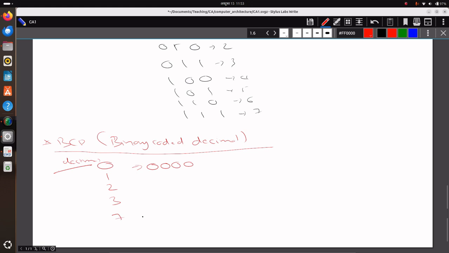Similarly, for 7, what we do, so this is 1 2 4 8, right? So 4 plus 2 plus 1 is 7.